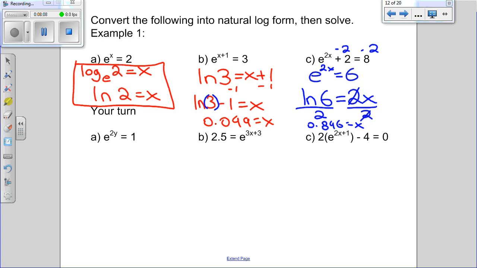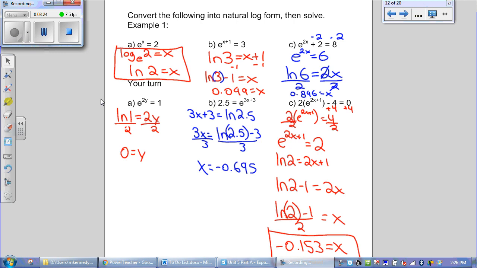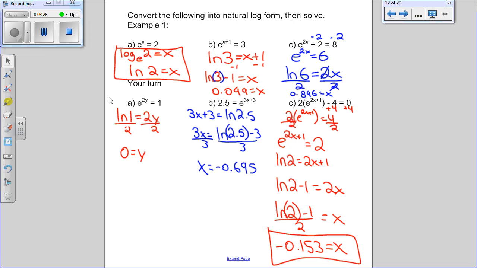All right, go ahead, see if you can solve the exponents of all those, and try to use natural logs to do so. The last one's definitely the hardest one, so give it a shot. The first one is pretty basic. So you've got e to the power 2y equals 1. You can change that into log form right away because it's already got the power isolated by itself.